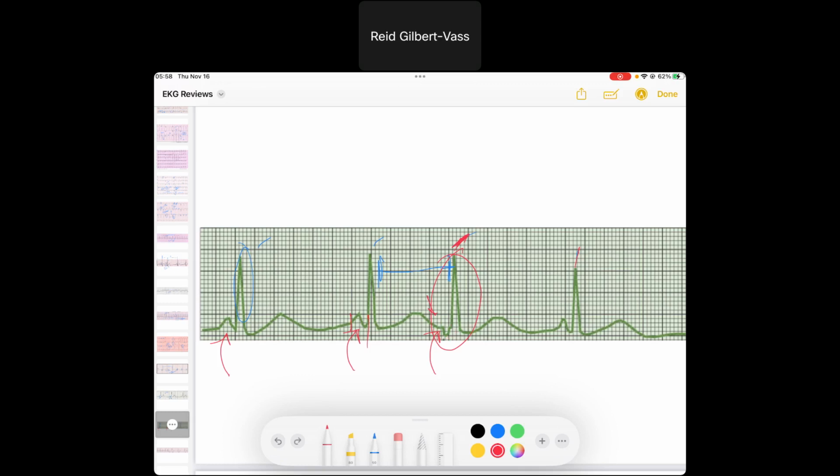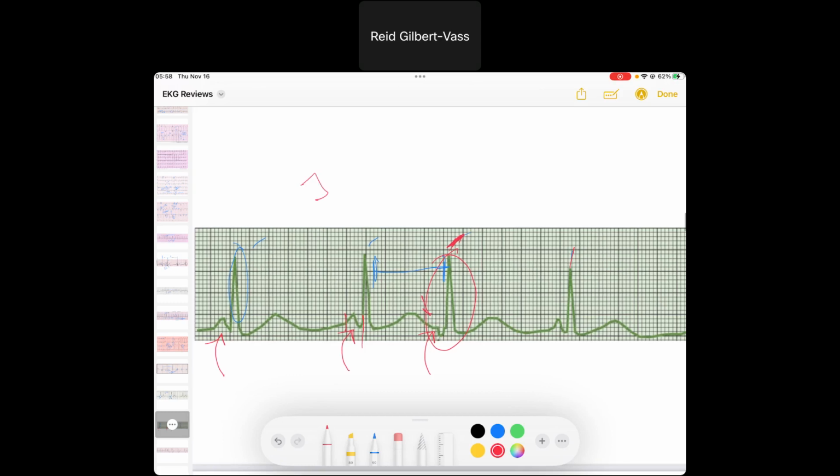And so this is actually a junctional escape beat.